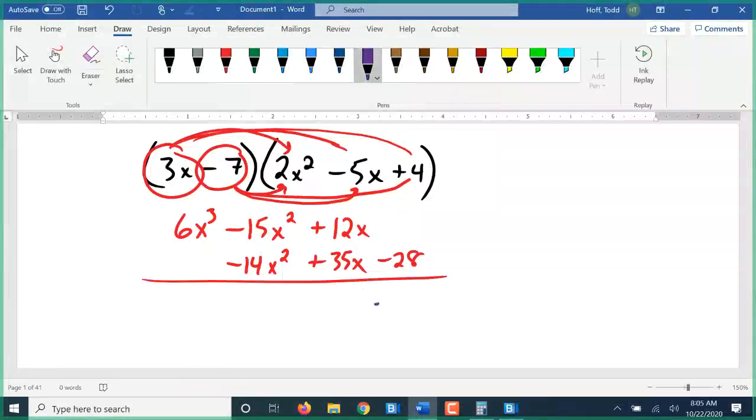So now we can combine. I've got the negative 28. 12x and 35x are 47x. Negative 15x squared and negative 14x squared is a negative 29x squared. And my 6x to the third.